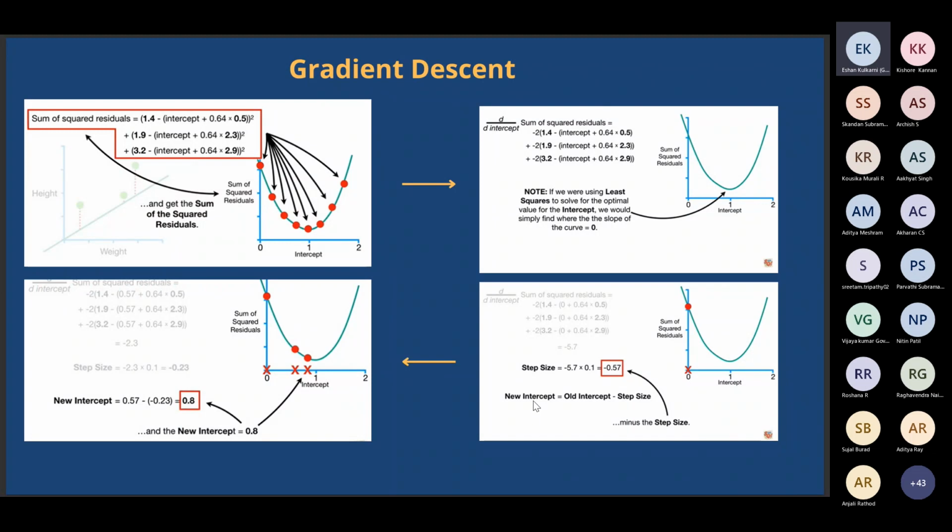Okay, so the new intercept is equal to the old intercept minus step size. So that is what we get as 0.57. Now, for the next thing, we just repeat these steps, and eventually we start reaching the optimal solution in small steps, and ultimately we reach the solution. So this is all we do in gradient descent.